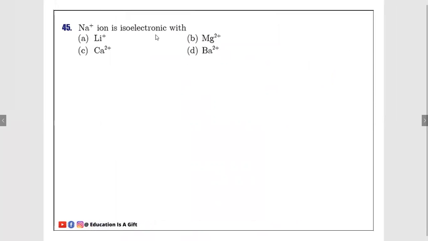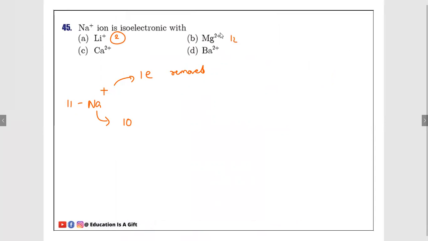Na plus ion is isoelectronic with. So isoelectronic means equal number of electrons. Basically the sodium atomic number is 11. What is Na plus? Plus in the sense an electron got removed. How many electrons? We don't have any number, so it is one electron removed. One electron removed means it is becoming 10 now. Let us take lithium: hydrogen, helium, lithium. Lithium means 3, and with 1 electron removed, it is becoming 2 now.